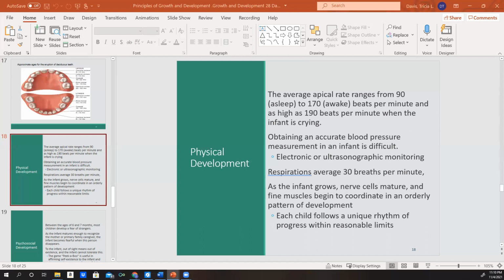As the infant starts to grow, we will see that their nerve cells will start to mature, and their fine muscles will begin to coordinate in a more ordinary pattern of development. And we need to keep in mind that each child is going to follow their own unique pattern as to how quickly they develop.